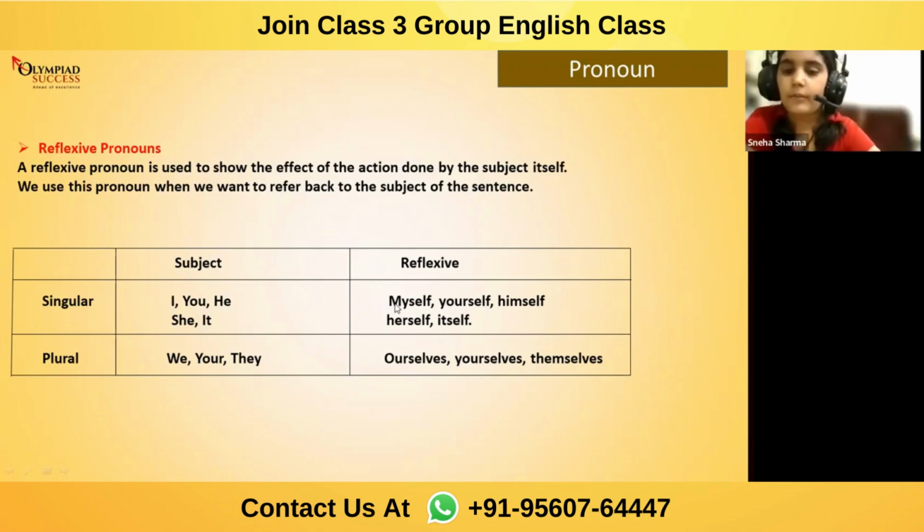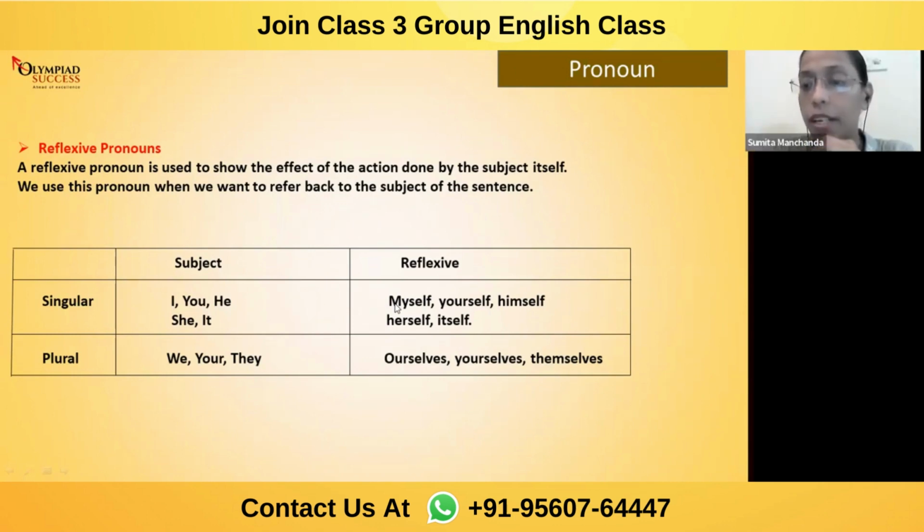Ma'am, I have a question. Tell me. Ma'am, if we don't know whether the person is he or she, what will we use? That completely depends on the subject. If we don't know whether the person is he or she, then obviously we can't come up with the word self after that. If I don't know who the person is, will I be able to understand whether I'm talking about one or many?